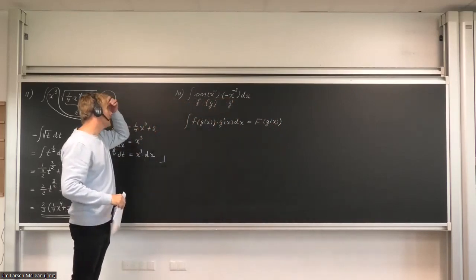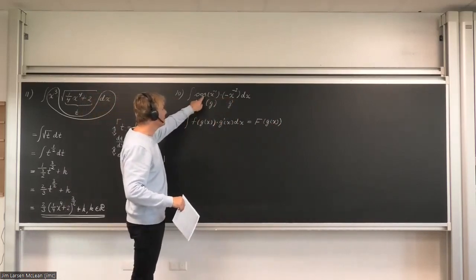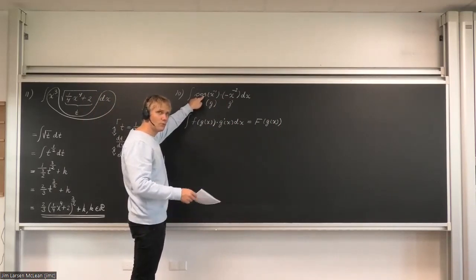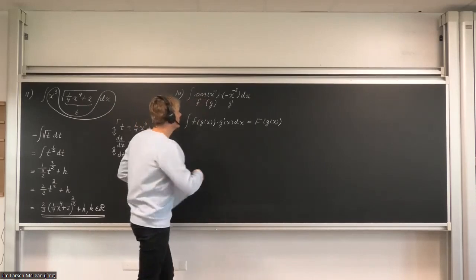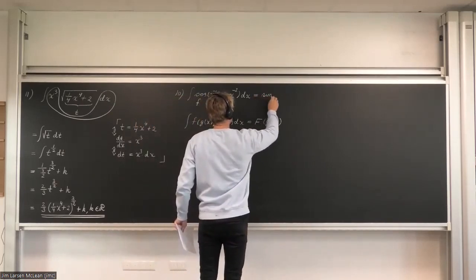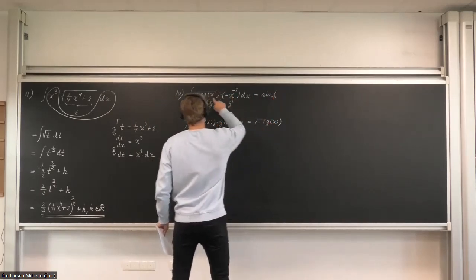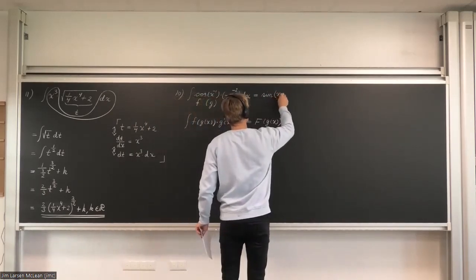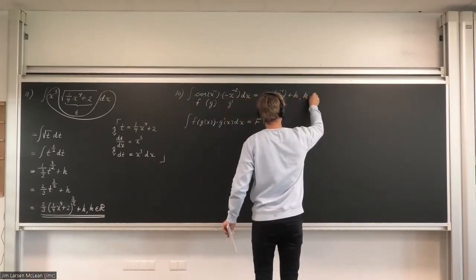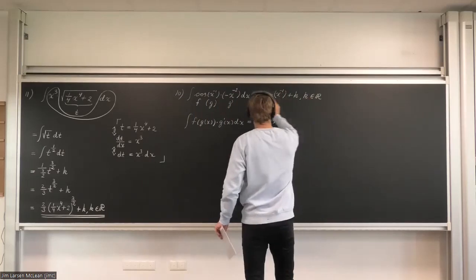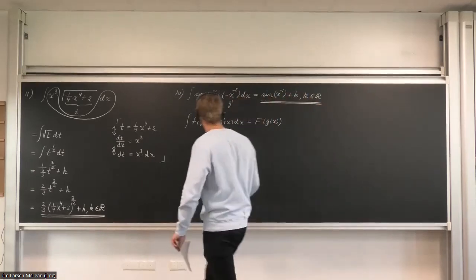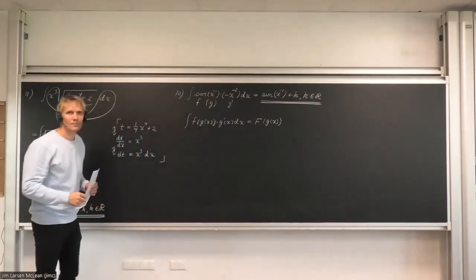So all I need to do is find an antiderivative of cosine. And what's the function that, when differentiated, gives cosine? Well, that's sine. So this integral must give sine of g unprimed, and g unprimed is then x to the negative 1. And then plus k. So this is the answer. And that's the integral. Any questions?